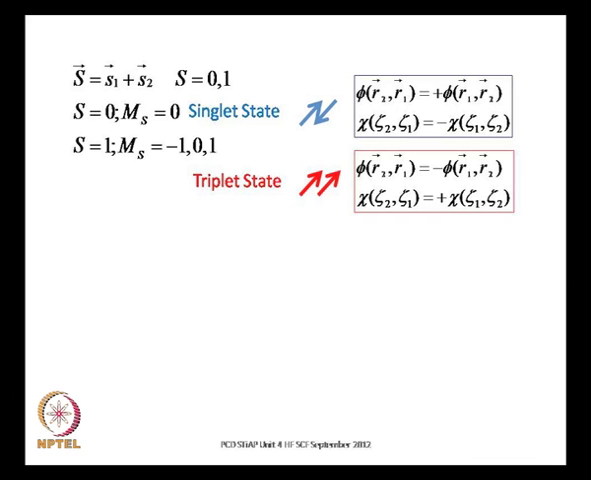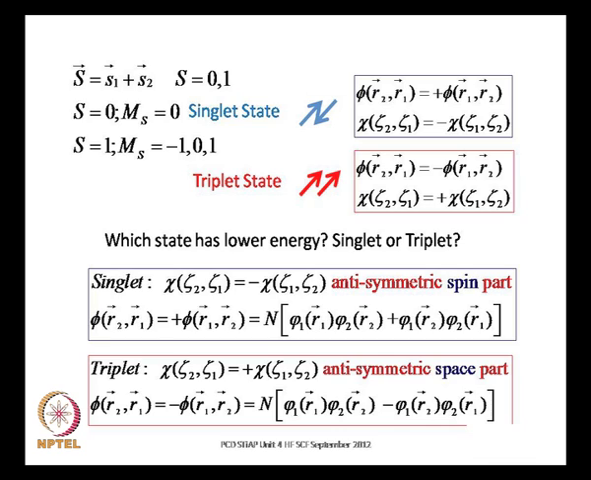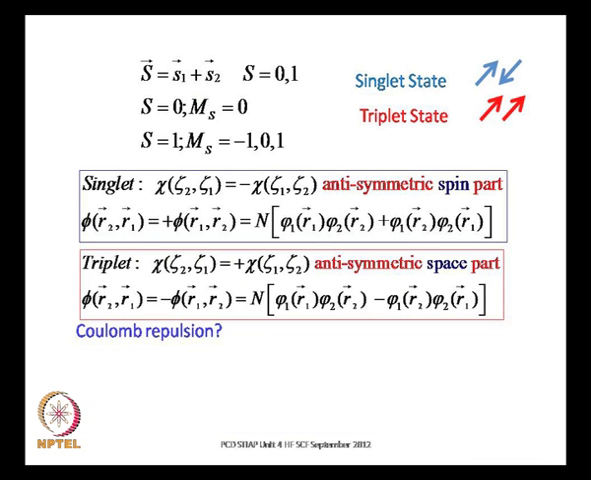So now that we have got this, let us ask the question, which will have lower energy? Do they have the same energy? Do they have a different energy? And if it is different, which state will have a lower energy? Now, the energy is determined by the Coulomb repulsion between the 2. So you have to examine the Coulomb repulsion. These are the singlet and the triplet states. The singlet has an antisymmetric spin part and the triplet has an antisymmetric space part. Now, this we know. So now we examine the Coulomb interaction.